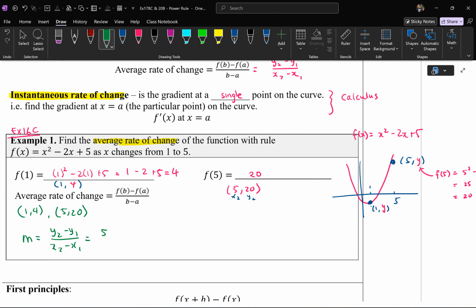That's then 20 take away 4, divided by 5 take away 1. So I just did 20 take away 4, 5 take away 1: y2 minus y1, x2 minus x1. You should get 20 minus 4 is 16, over 4, and we get 4. So when they ask, what is the average rate of change? The answer is 4.